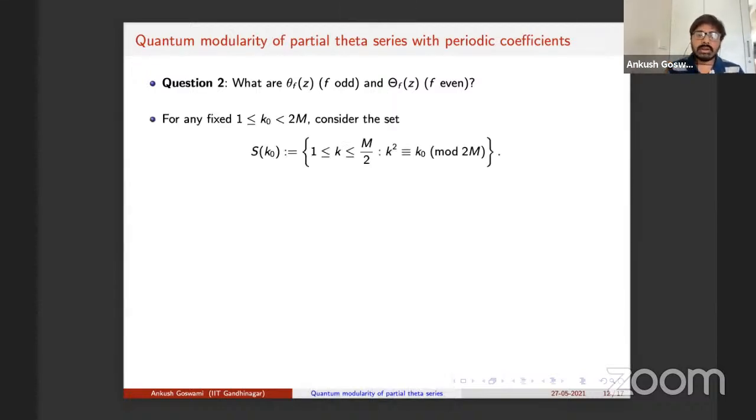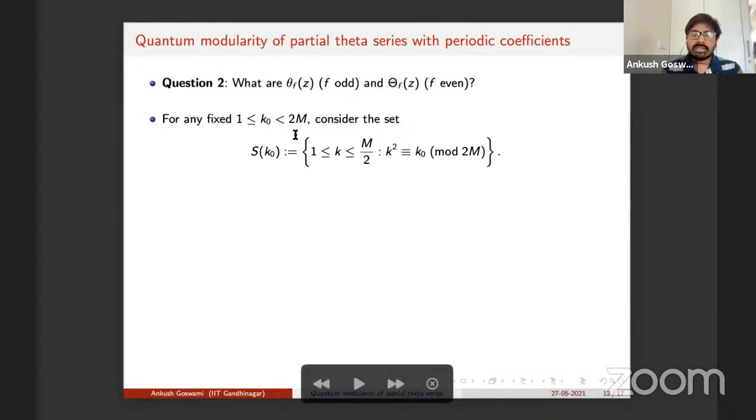You consider any fixed k sub naught, which is inside 1 and 2m, and then you consider the set S of k naught, which is the set of all integers in between 1 and m by 2, such that this congruence condition is satisfied. And this set is actually defined in a natural way, in the sense that you have to use Shimura's transformation. So this set is accordingly defined.